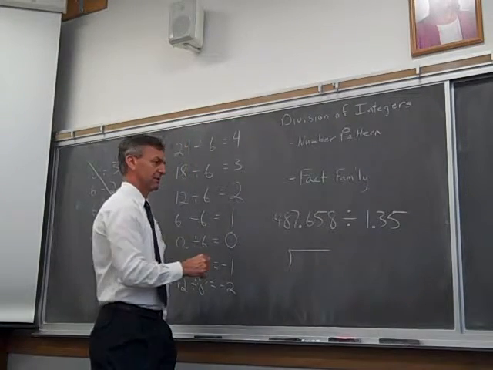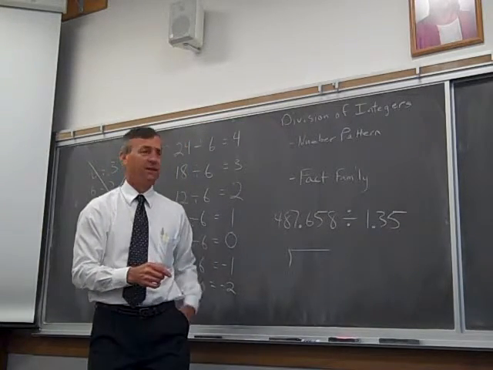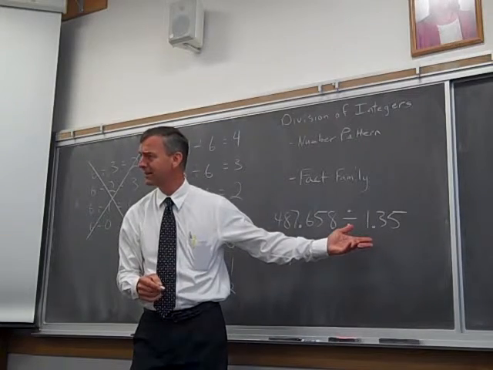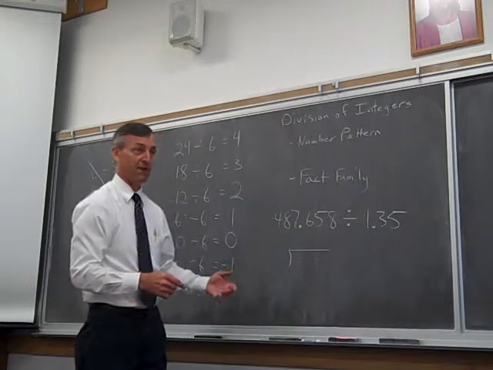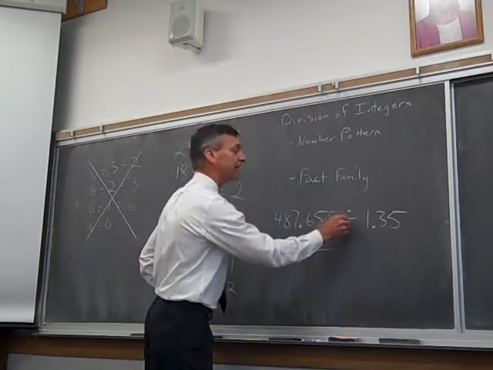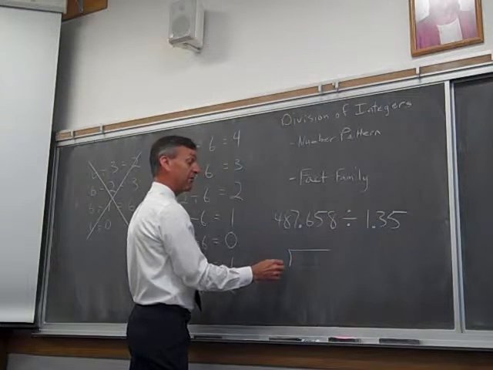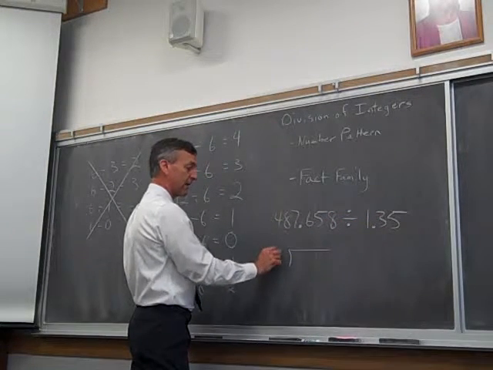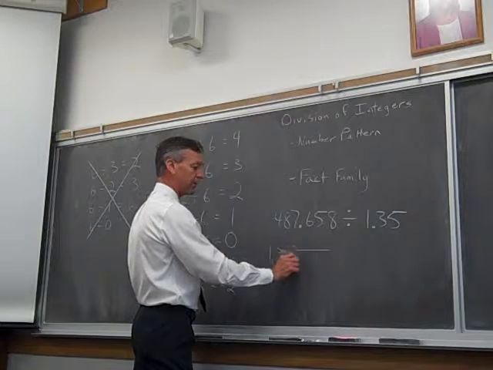1.35. Why does it? Because it's the smallest one? No, because it's the last one listed. Because this says this divided by this, and when we divide by, the divided by has to go out here, the divisor. And we put this one in here.